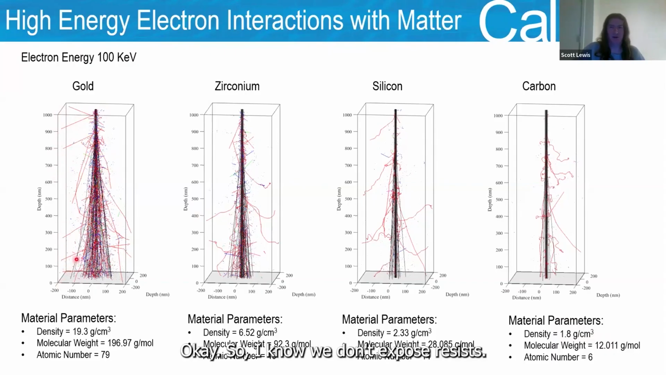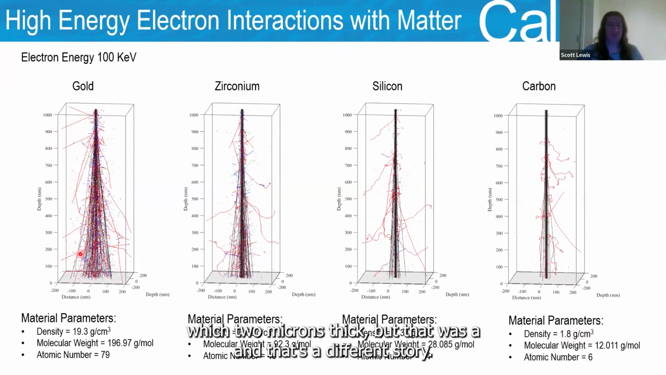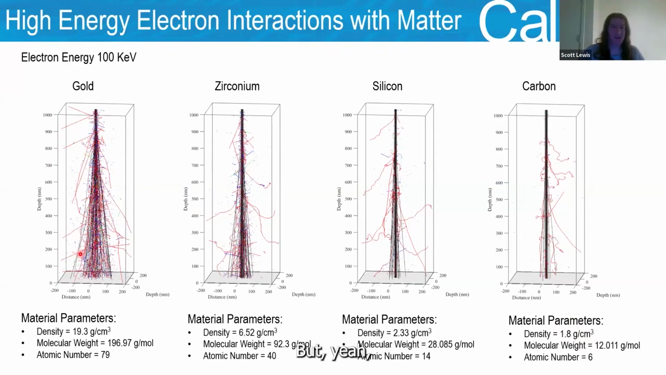I know we don't expose resists at that thickness. A guy and I actually used to make resist which was 2 microns thick, but that's a different story. Usually we work within 50 nanometers, 100 nanometers thickness, or in my case, anything like 15 to 20 nanometers. So essentially, you can see that the atomic number, the molecular weight and the density have a huge effect, and your beam can be much finer with low Z materials.